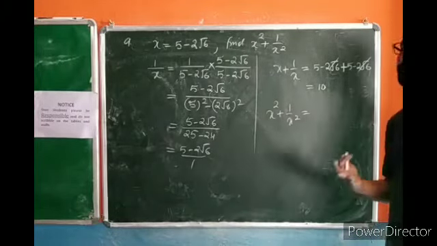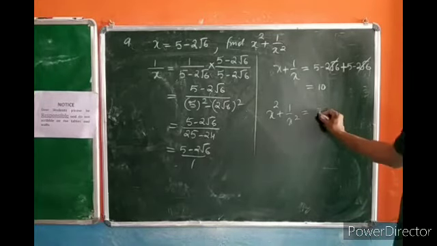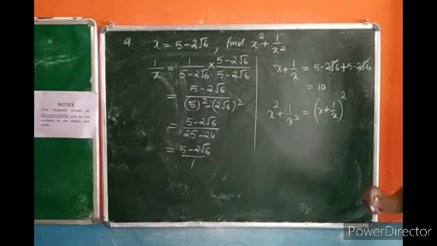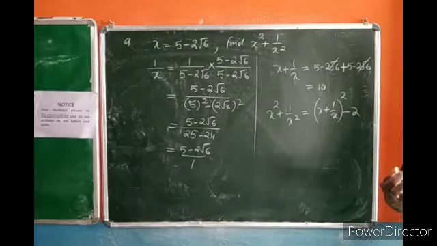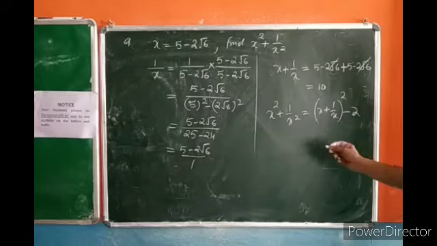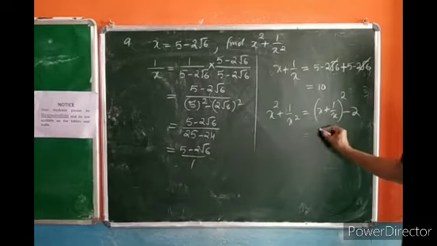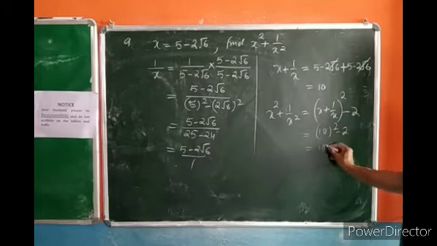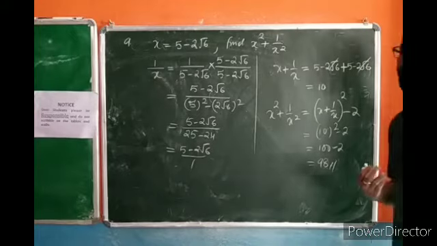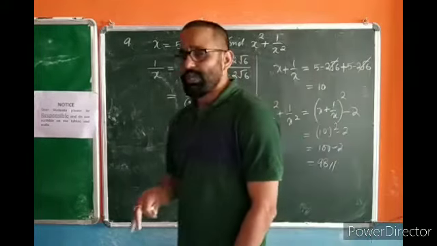Now x squared plus 1 by x squared. We use the algebraic formula: x plus 1 by x whole squared minus 2. If it is plus, it will be minus. If it is minus, it will be plus. We know the value: 10 whole squared minus 2. It is 100 minus 2, which equals 98. This is a simple calculation.